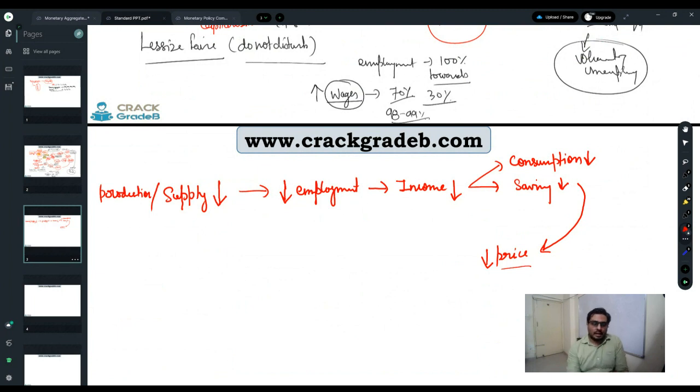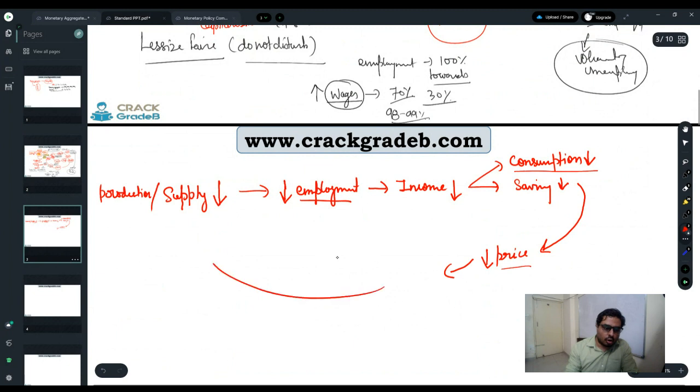But because now a smaller number of people are employed, despite the decrease in the price, consumption will remain low. Consumption is definitely going to decrease because despite low prices, people do not have employment. So despite the decrease in the price, there will be no increase in consumption. In fact, consumption will decrease further, and that decrease in consumption is going to cause a decrease in further production or supply.